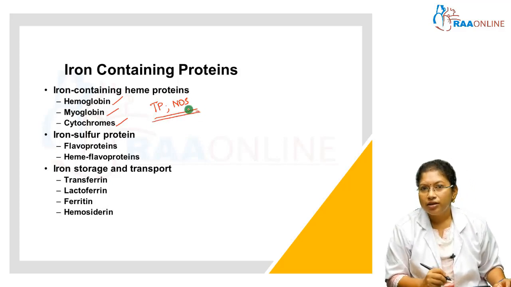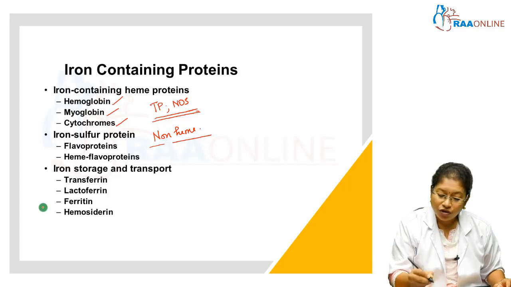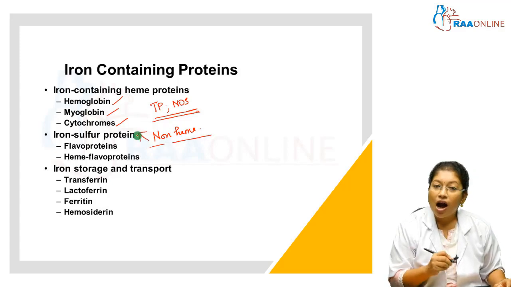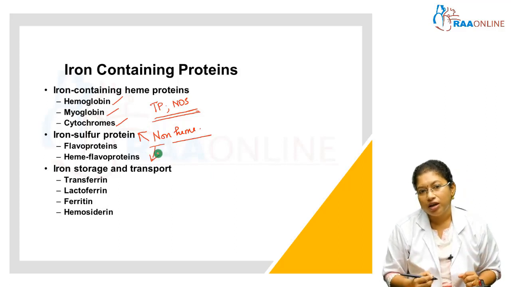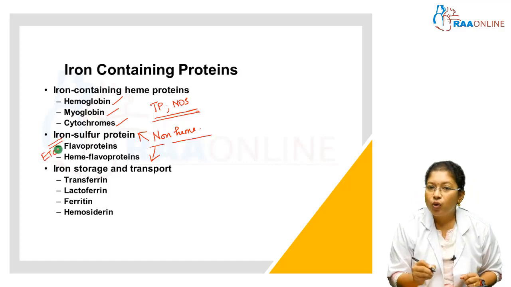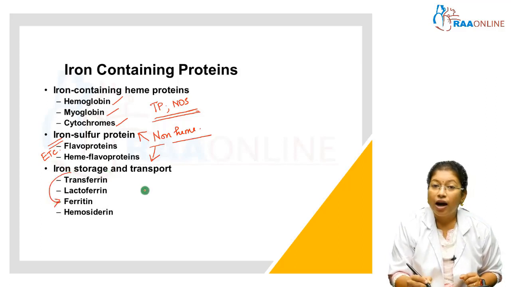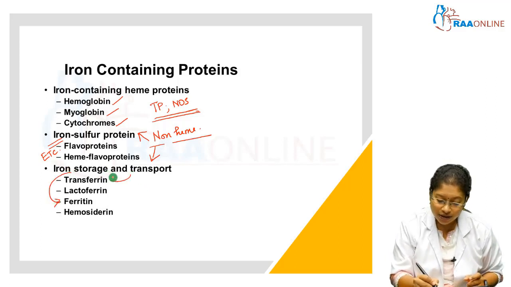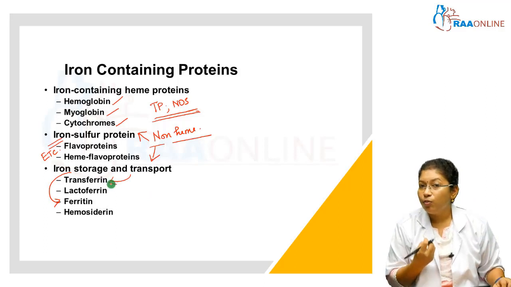Okay. Next is your non-heme containing proteins, which are further divided into iron-sulphur proteins and iron storage and transport proteins. Like I said before, iron-sulphur proteins are present in the ETC. Iron storage protein is called ferritin and iron transport protein is called transferrin. These are the iron containing proteins in our body.